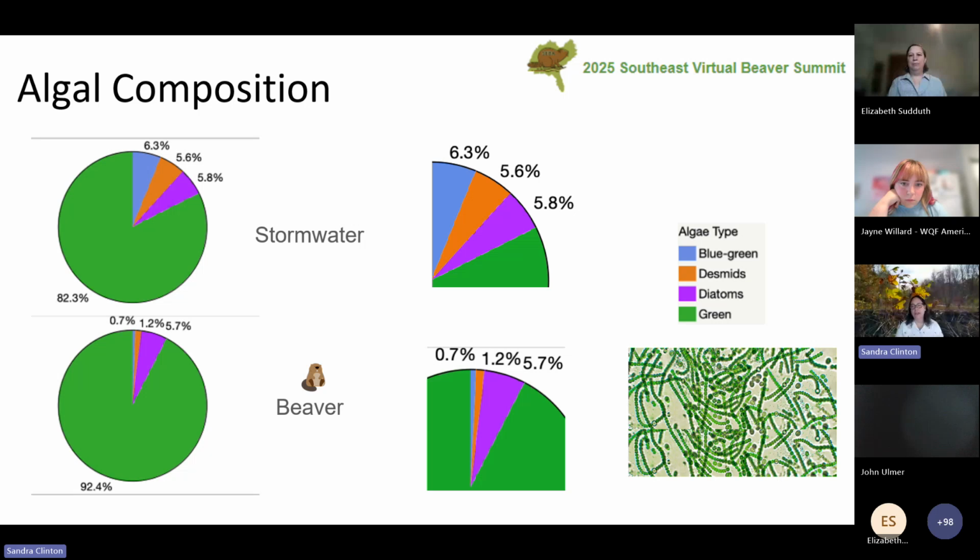And it's blue-green algae particularly that we are really interested in with water quality issues. They are the organisms that can produce harmful toxins. When you hear about those harmful algal blooms on the coast or up in the Great Lakes, these are the same organisms. And so seeing these blue-green algae in our stormwater ponds is not indicative of good water quality. And so we can see in our beaver ponds that we have much less blue-green algae.